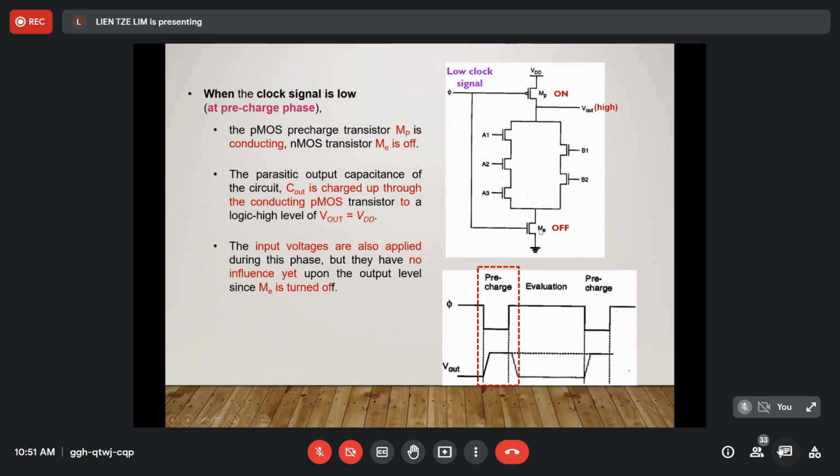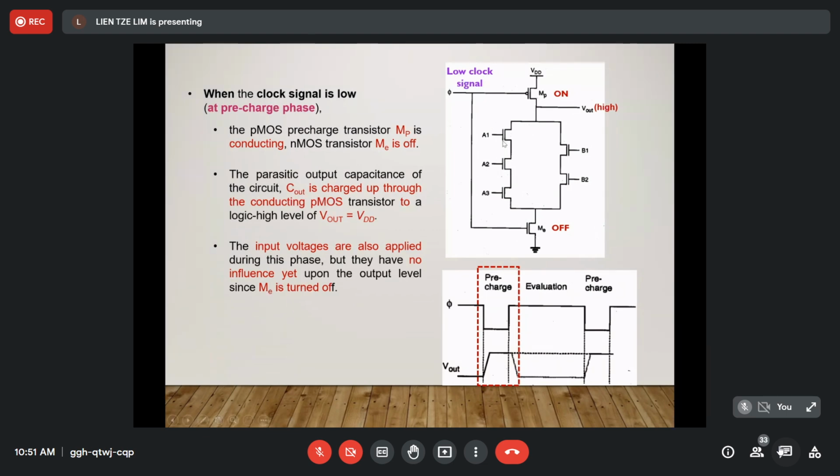Okay, and the NMOS here. This is NMOS. They will not influence the output. This is off, the NMOS is off. So the V out will not be low. It will maintain high.